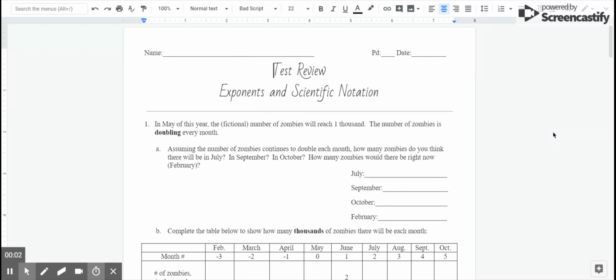Here's the answer key for the test review on exponents and scientific notation.